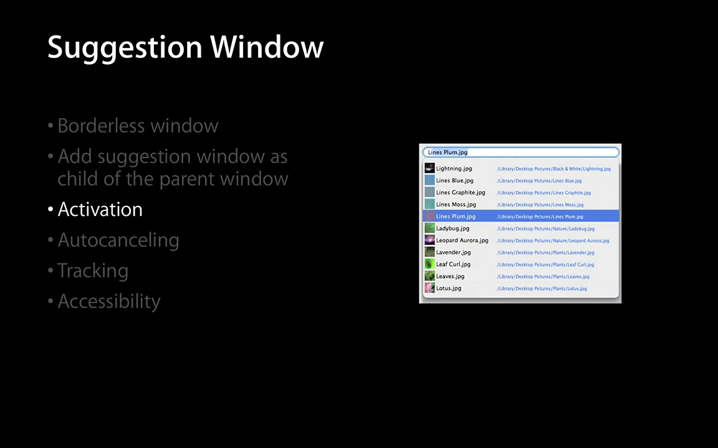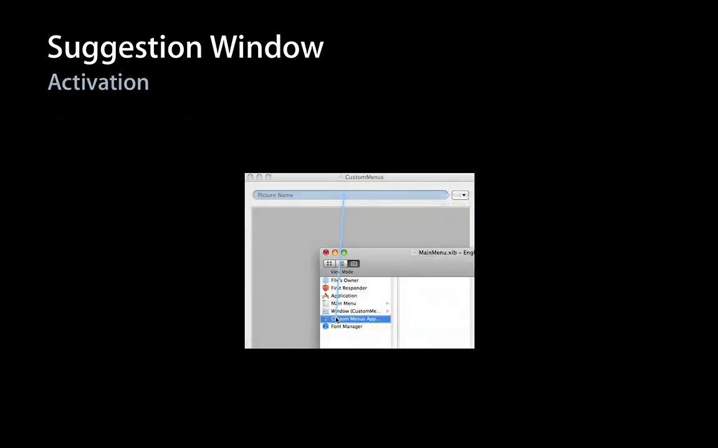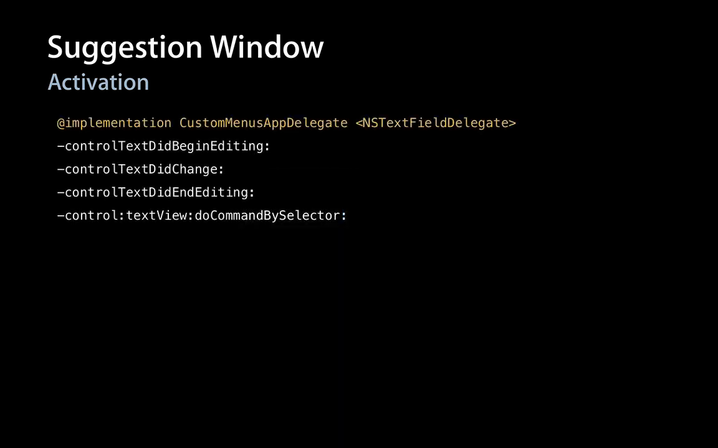When do we want to activate our suggestions window? And how do we get that to work? In Interface Builder, I wired up the text field to the Custom Menus Application Delegate class, and I set it as the delegate of the text field. Then I implemented the NSTextField delegate methods. In this case, controlTextDidBeginEditing. The user started typing something. This seems like a wonderful place to start putting up a list of suggestions.